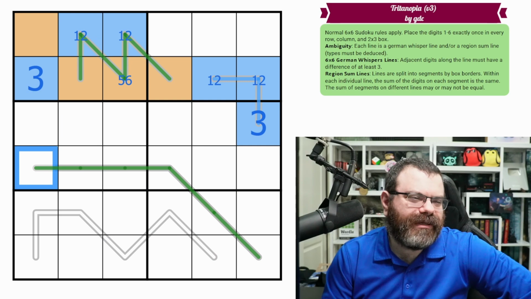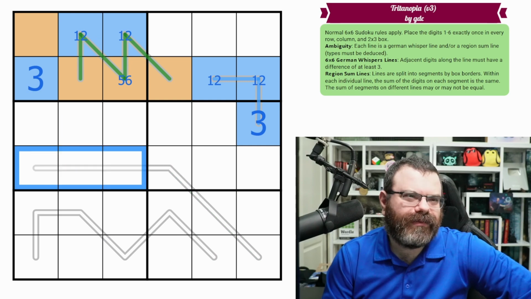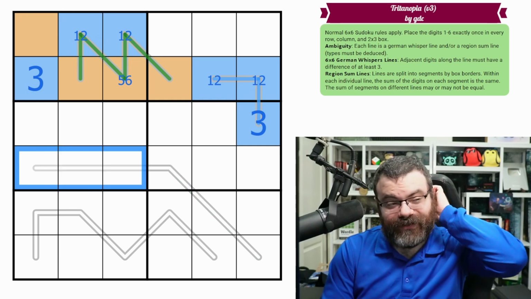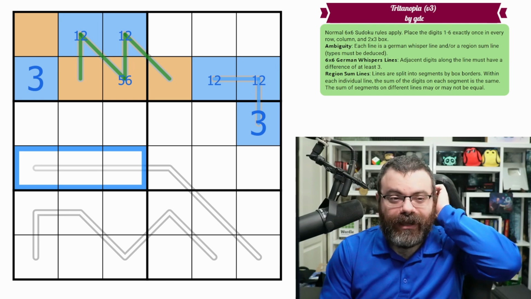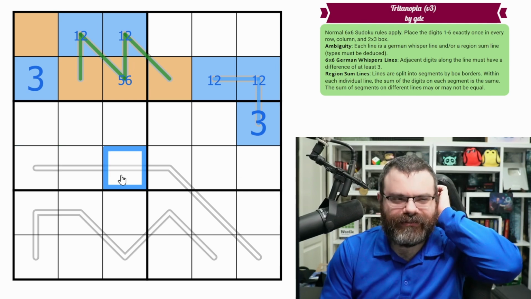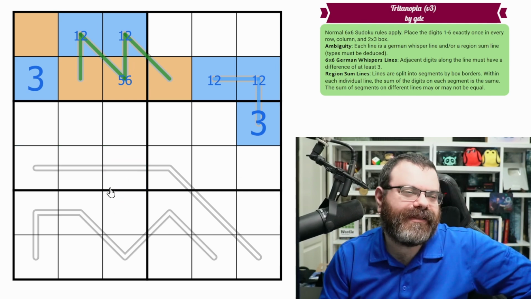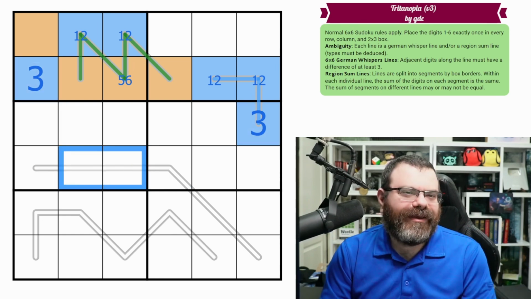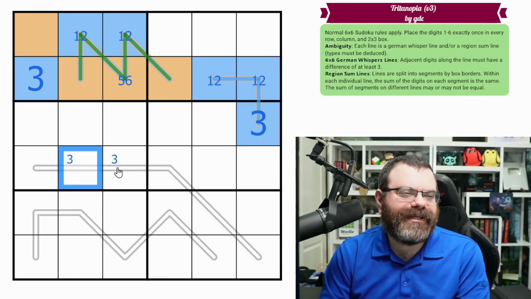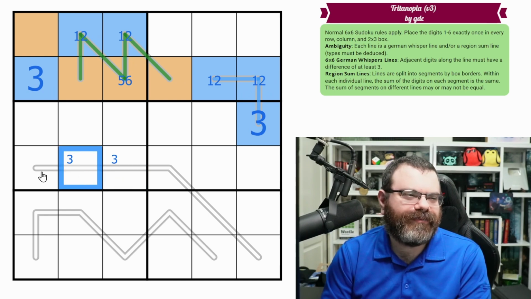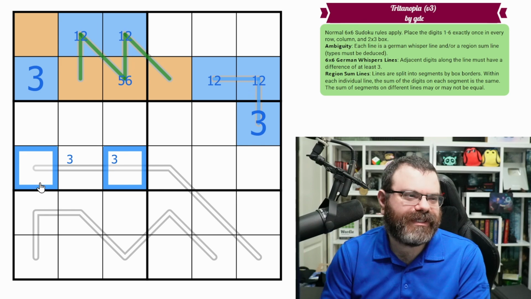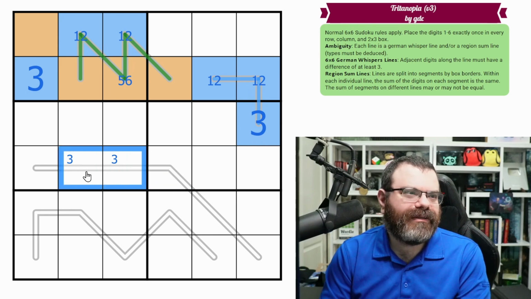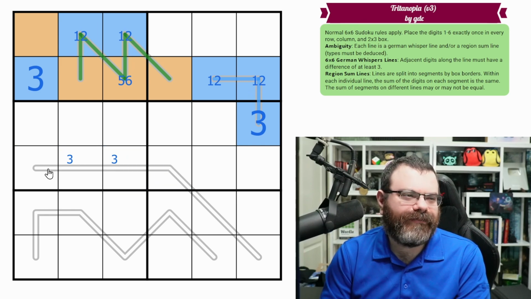It can't be region sum. Definitely not. Oh. I think I just proved that it has to be region sum. Sorry. For some reason I said 1, 2, 3 was 9. 1, 2, 3 is 6, and that does work, and I think that's what it has to be. Here's my proof. 3 looks in here, 3 looks down here. 3's in one of these two. Neither of these can be 3 on a German whisper line, because they would force 6 here and here, and this one would force 6 in here. So that means that this is a region sum line.